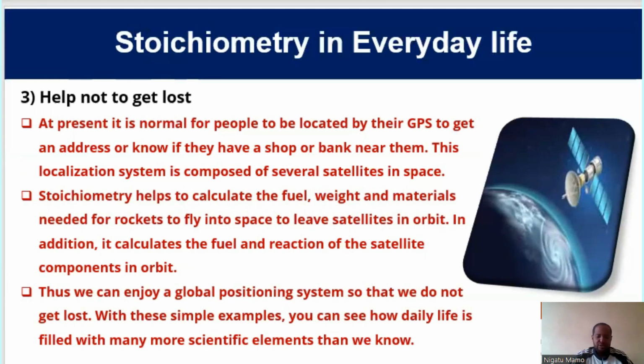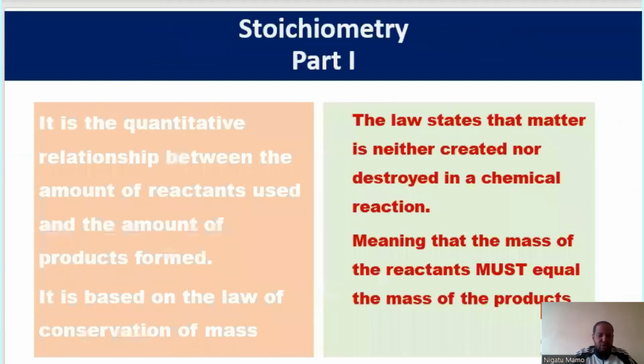With these simple examples, you can see how daily life is filled with many more scientific elements than we know. The next is stoichiometry. What does stoichiometry mean? It is the quantitative relationship between the amount of reactants used or consumed and the amount of products formed. Stoichiometry is also defined as the calculation based on a balanced chemical equation. It is based on the law of conservation of mass.